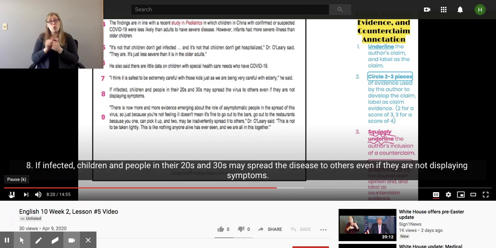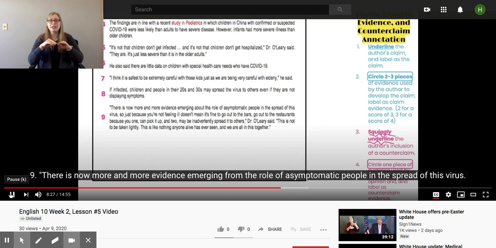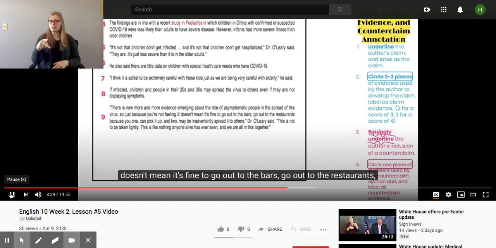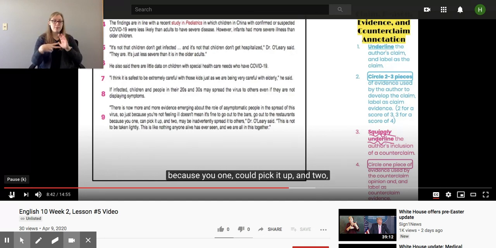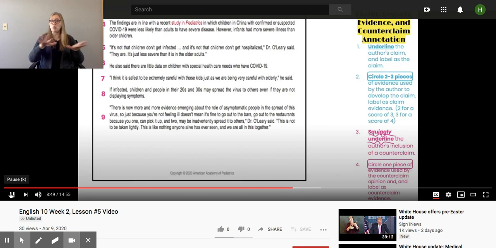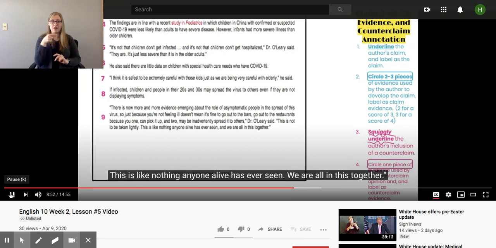If infected, children and people in their 20s and 30s may spread the disease to others even if they are not displaying symptoms. There is now more and more evidence emerging of the role of asymptomatic people in the spread of this virus. So, just because you're not feeling ill doesn't mean it's fine to go out to the bars, go out to the restaurants, because you, 1, could pick it up, and 2, maybe inadvertently spread it to others, Dr. O'Leary said. This is not to be taken lightly. This is like nothing anyone alive has ever seen. We are all in this together.